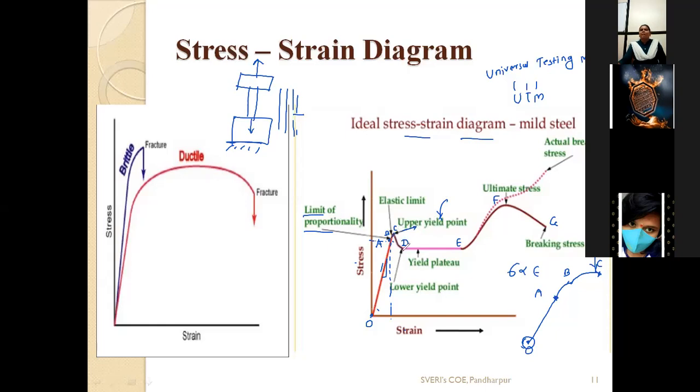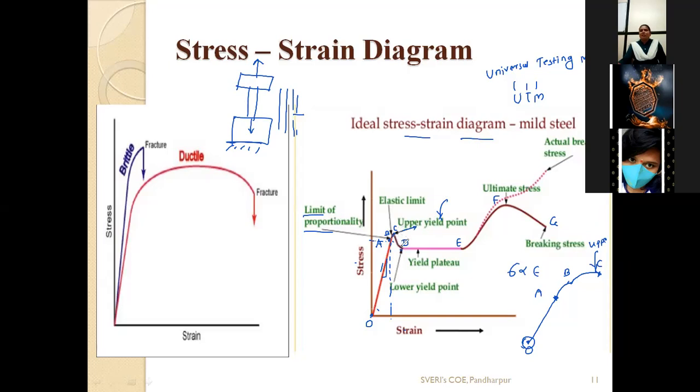After that, you observe this D point. At D point, stress decreases, but strain increases. So this D point is called the lower yield point. At D point, your stress has decreased. That's why this point is called the lower yield point.